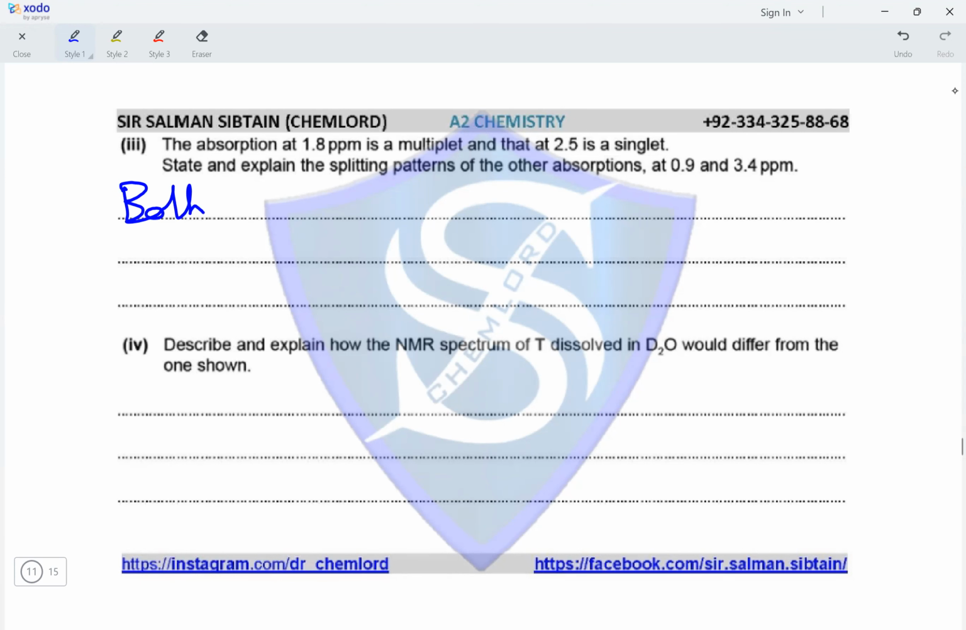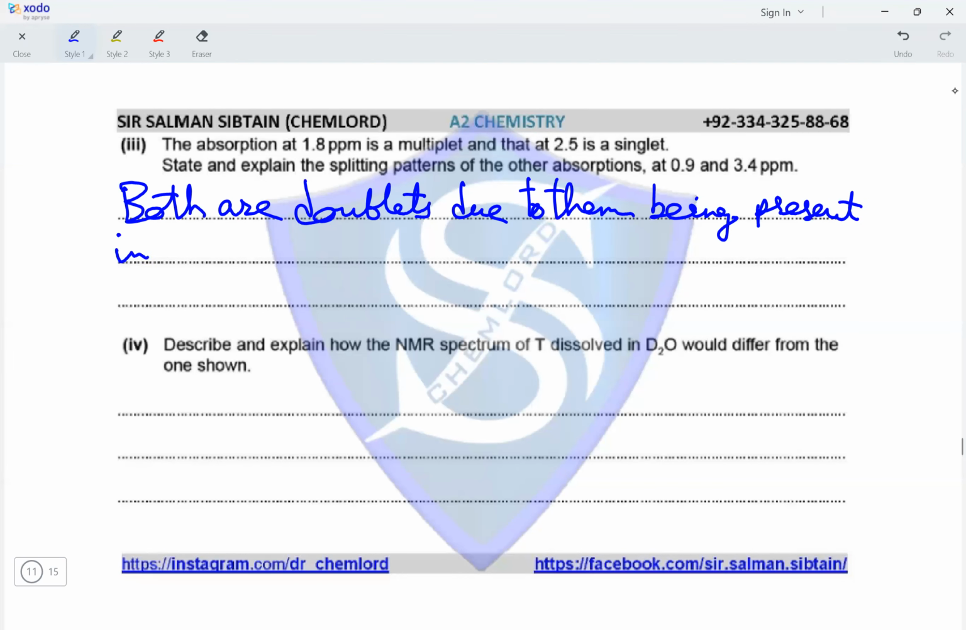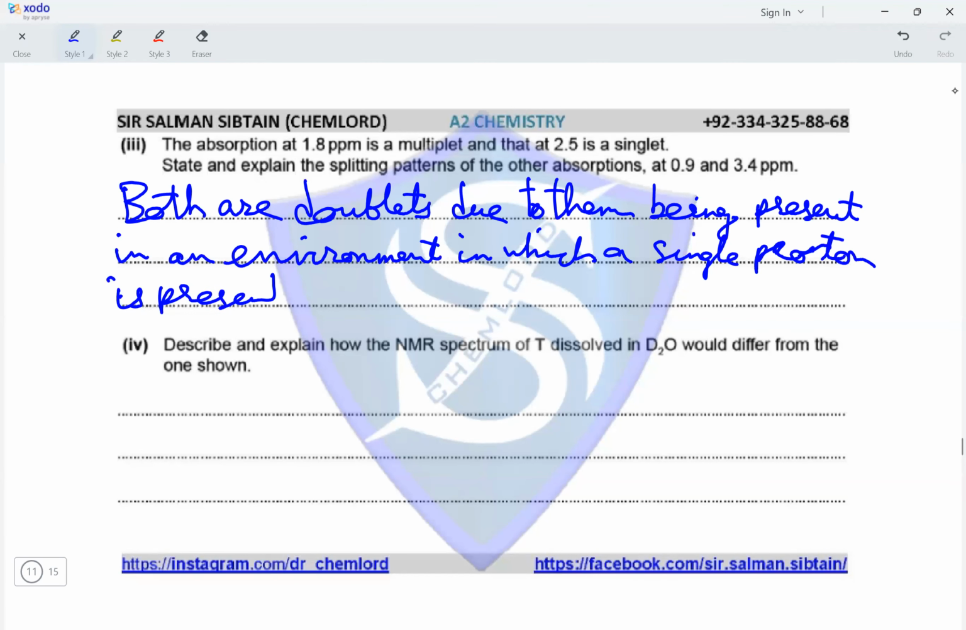Both are doublets due to them being present in an environment in which a single proton is present adjacent to them.